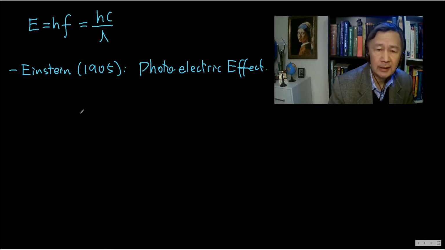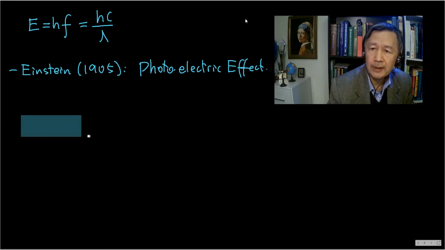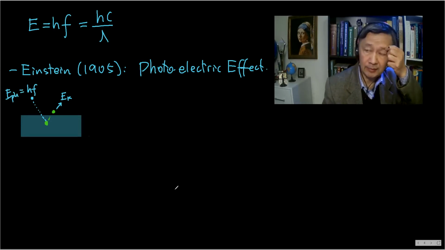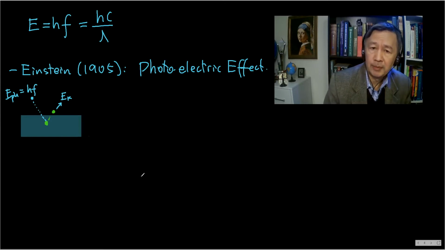Einstein first proposed that the interaction of the photon with an electron can be described by a simple equation. For example, if the photon collides with an electron on the surface of the material, an electron can actually come out, with velocity v or kinetic energy Ek. So this is the energy of the photon, and each photon contains this energy, which is the formula Planck proposed.